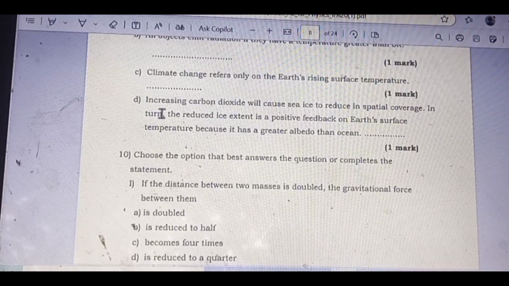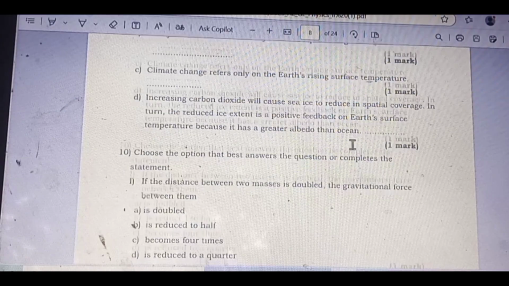D. Increased carbon dioxide will cause sea ice to reduce in spatial coverage. In turn, the reduced ice extent is a positive feedback on Earth's surface temperature because it has a greater albedo than ocean. The correct answer is false.